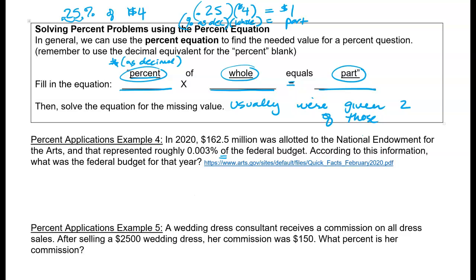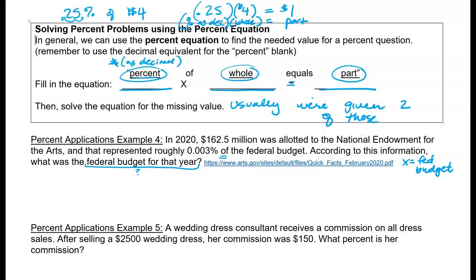So in 2020, 162.5 million was allotted to the National Endowment for the Arts, and that represented roughly 0.003% of the federal budget. According to this information, what was the federal budget for that year? We're being asked to find the federal budget. That's what we don't know. So right off the bat, we'll probably need a variable to represent it because we don't know what that is. So I'm going to let X equal the federal budget.